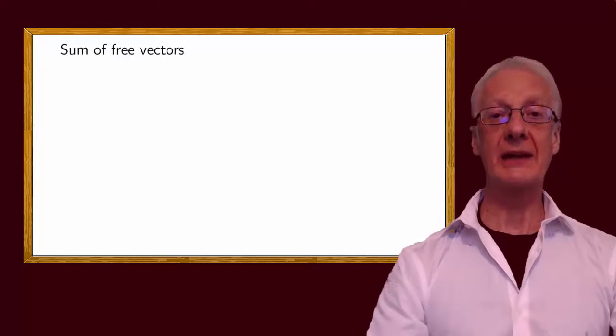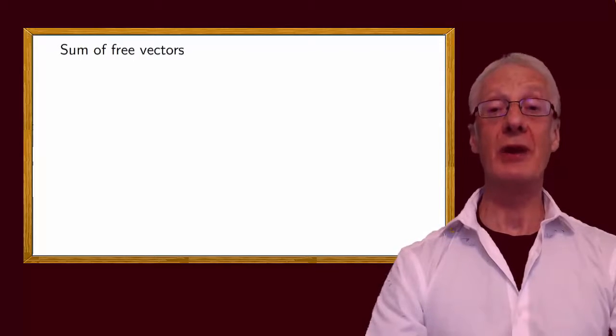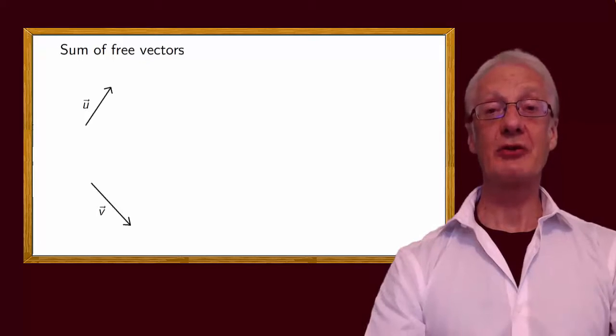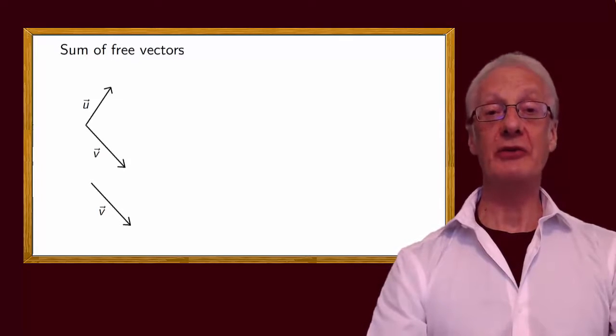If we want to add two free vectors, because they're free, we can move them around in order to obtain equipollent vectors with the same origin. In the example shown here, we can move the vector v until we obtain an equipollent vector which also represents v with the same point of origin as u. Then, to add u and v, we just apply the parallelogram law.